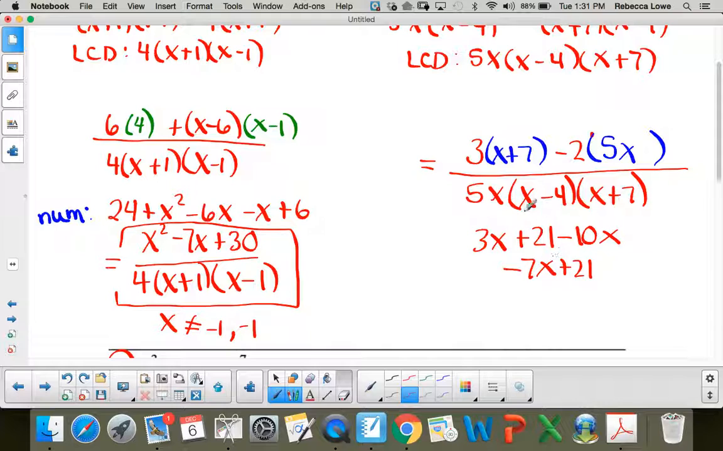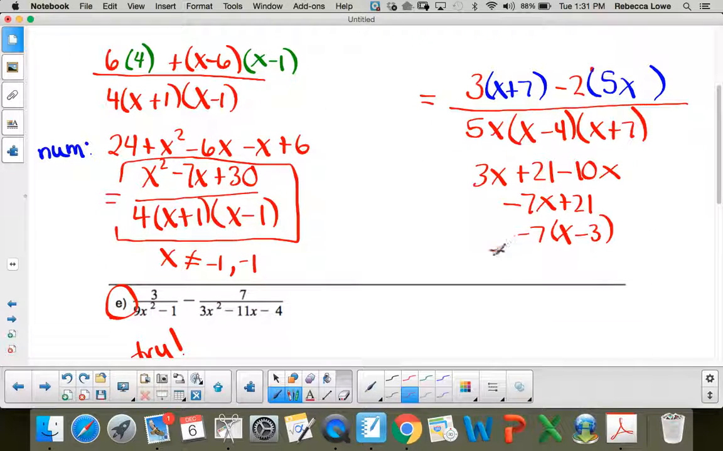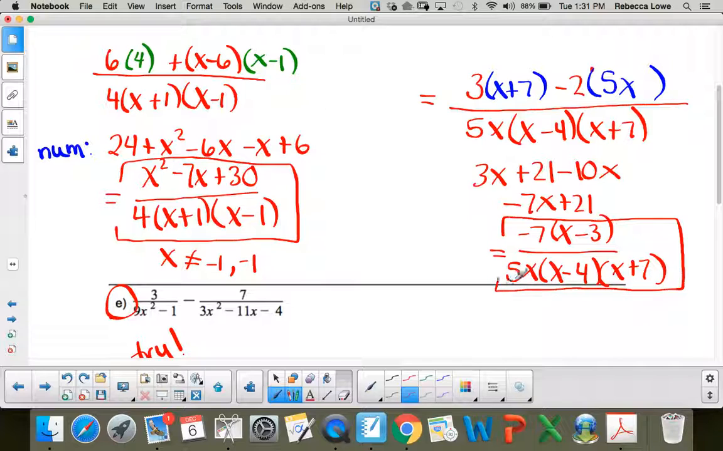I can pull out a negative 7, and again, I want to do this just in case this numerator has a factor in common with the denominator. So there's the numerator factored. I'm going to bring the denominator back into play. And it doesn't have any common factors, so this is my final solution, final sum. And my 3 restrictions are x cannot be 0, x cannot be 4, and x cannot be negative 7.